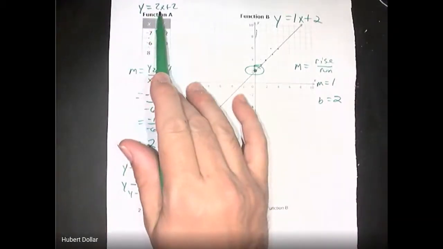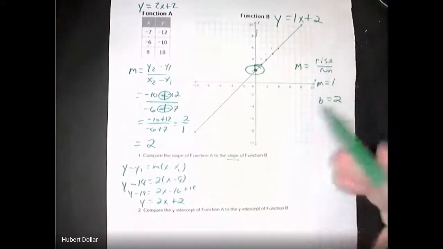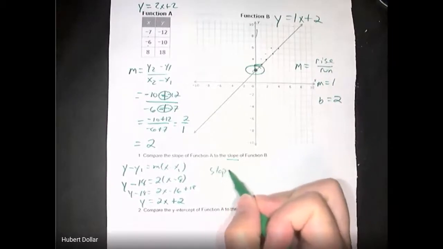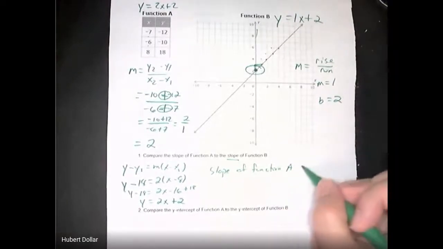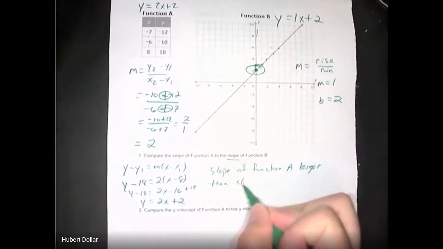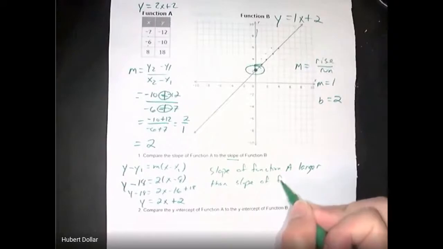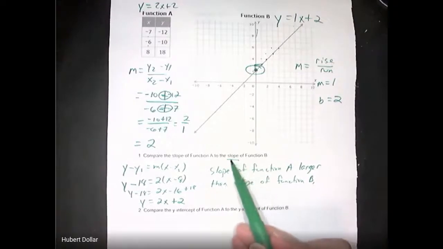So we can compare linear functions in one of three ways. The first way is slope. So the slope of function a is 2 because that's the number in front of the x. The slope of function b is 1 because that's the number in front of the x. So we can say the slope of function a is larger, greater, bigger than the slope of function b. So the first way is we compare the slope. The slope is the number in front of the x.